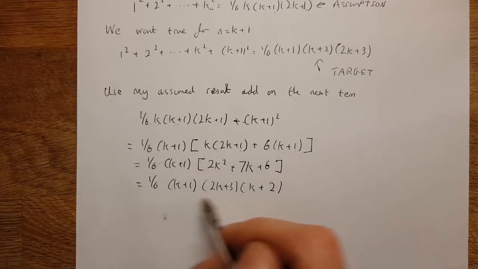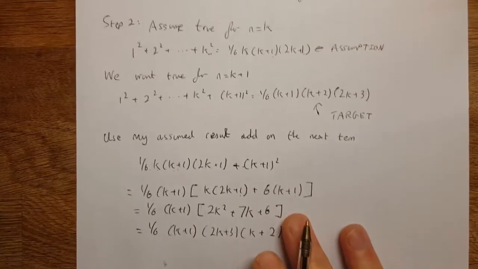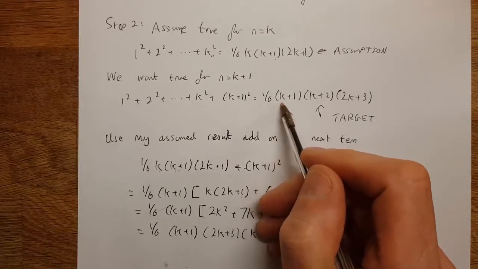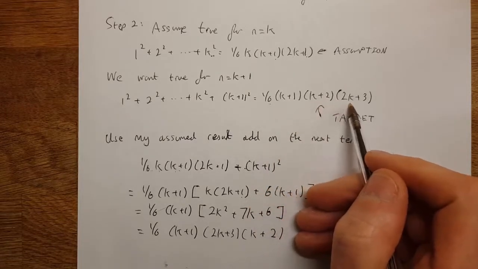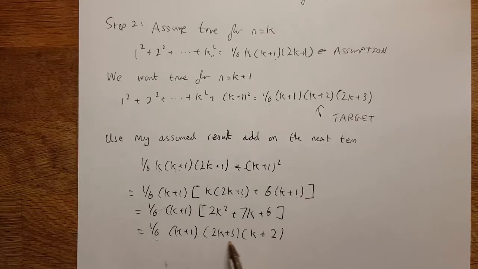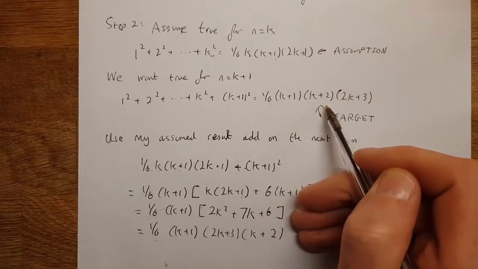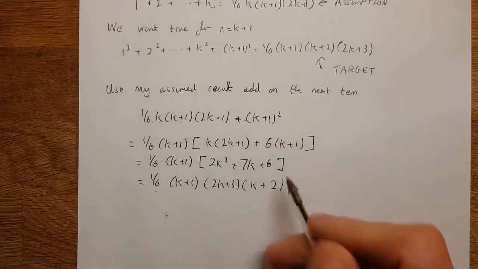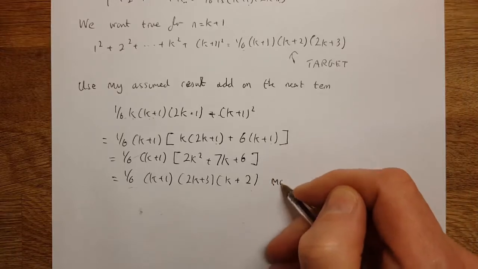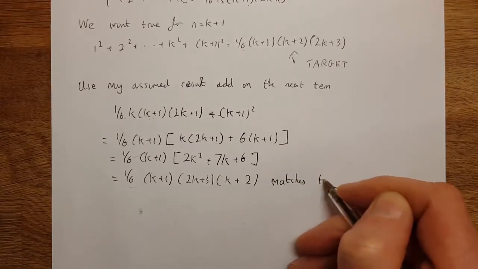And if you now consider what we originally wrote up here for our target, a sixth k plus 1, k plus 2, 2k plus 3, here we've ended up with exactly the same term. So adding on the next term has resulted in what we wanted. So we've reached our target. It matches the target.